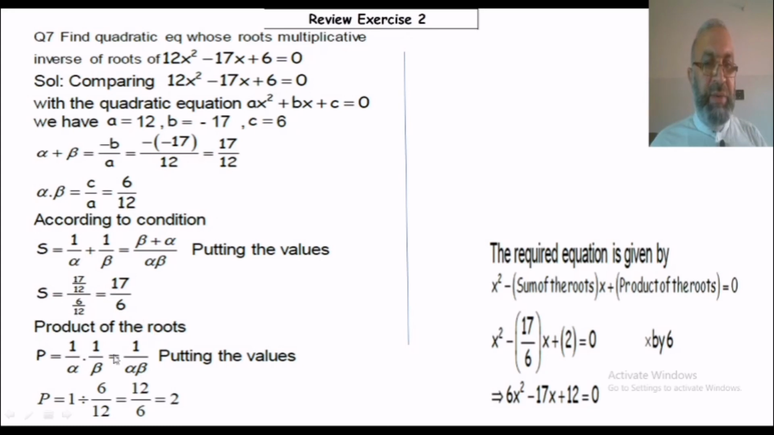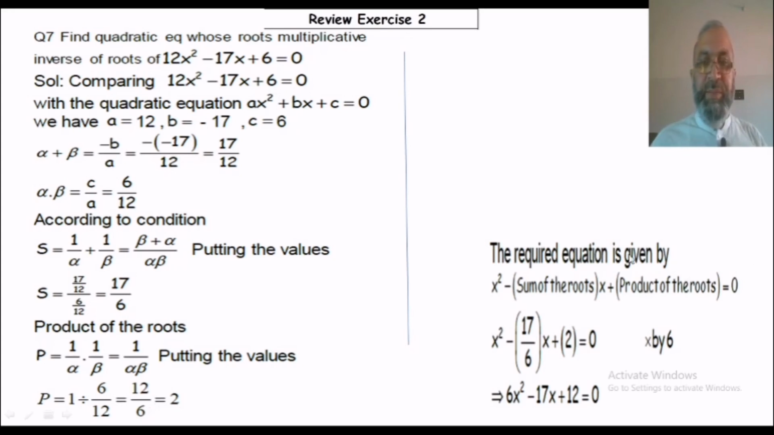Similarly, the product of the roots, 1 over alpha times 1 over beta, becomes 1 over alpha beta. Putting the values, 1 divided by the alpha beta value, 6 by 12. So that becomes 1 multiplied by 12 by 6. 6 twos are 12, so we get the product is equal to 2.